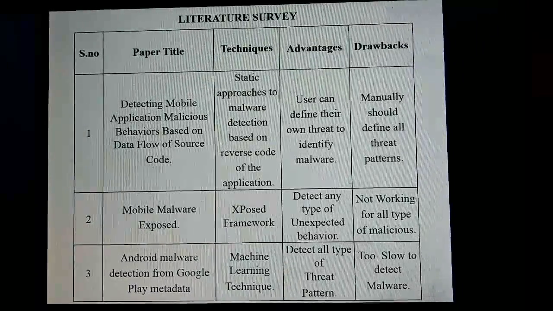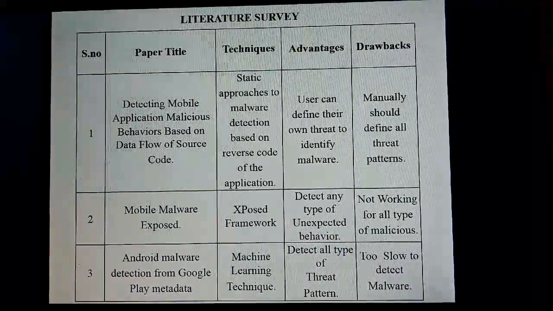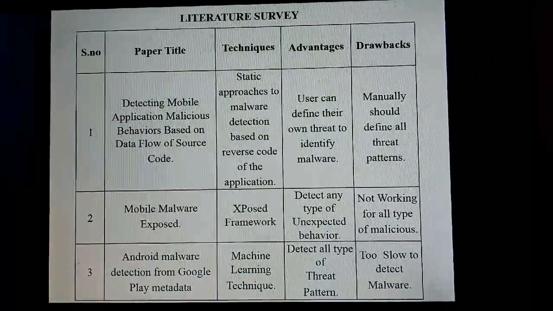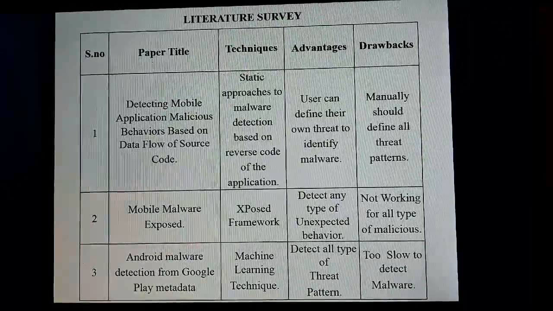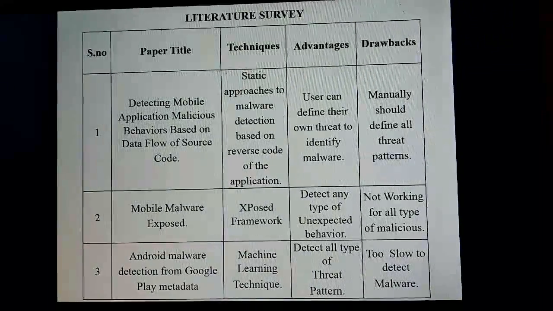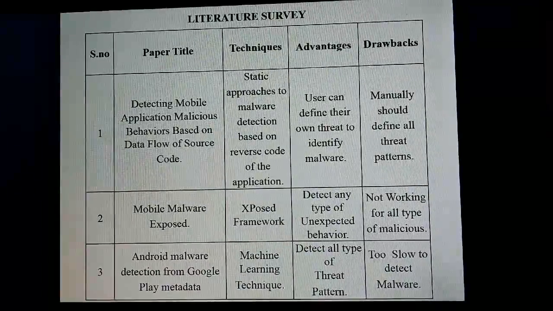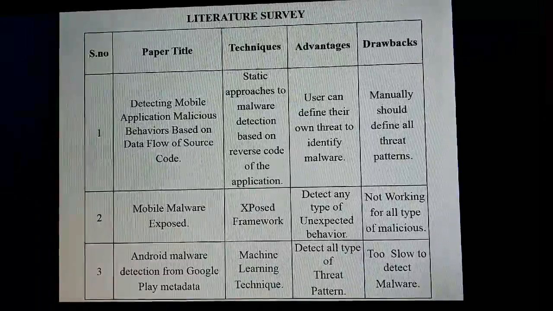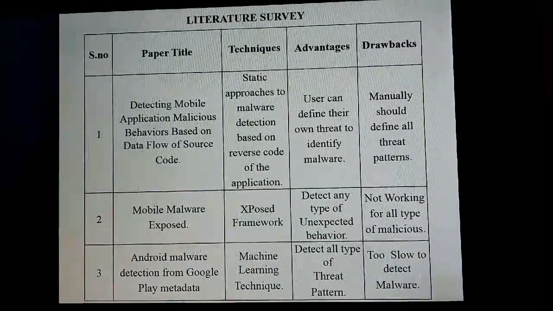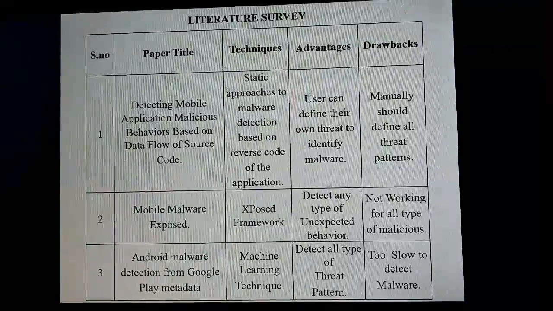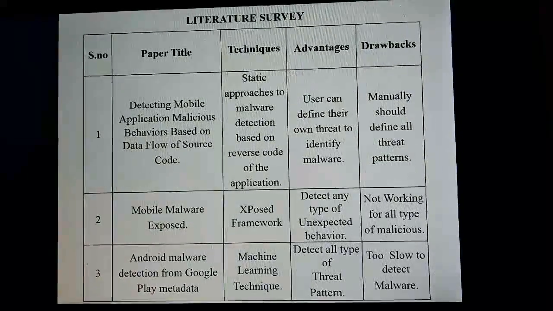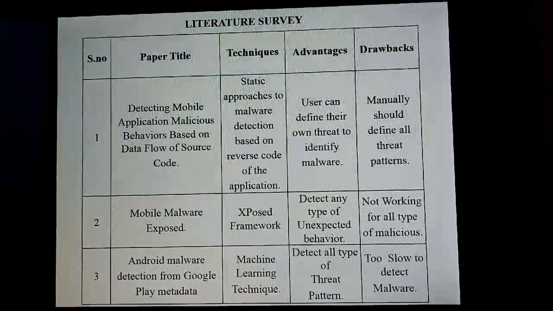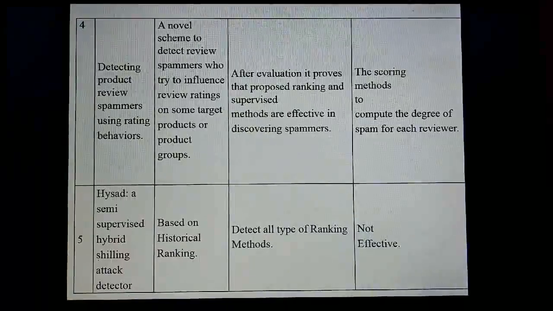The second paper is a mobile malware exposed. The technique used in this paper is the exposed framework. The advantage in this paper is detecting any type of unexpected behavior during dynamic situations. The disadvantage is that it does not work for all types of malicious behaviors. The third paper is the Android malware detection from Google Play metadata. Machine learning is the technique used in this paper. The advantage is that it detects all types of threat patterns. The disadvantage is that it is too slow to detect malware.